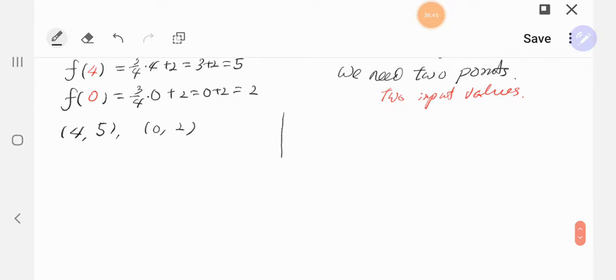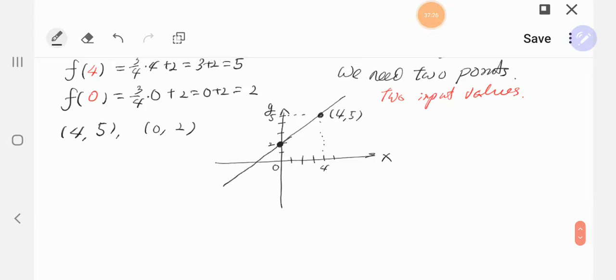So why don't we plot these 2 points on an xy coordinate plane? So here's 1, 2, 3, 4. 1, 2, 3, 4, 5, right? So when x equals 4, y is 5, so it's gotta go over here. This is when x equals 4, y equals 5. Okay, 0, 2. When x equals 0, y is 2 over here, right? Okay, done. So we have 2 points, and then connect these 2 points, draw a straight line.